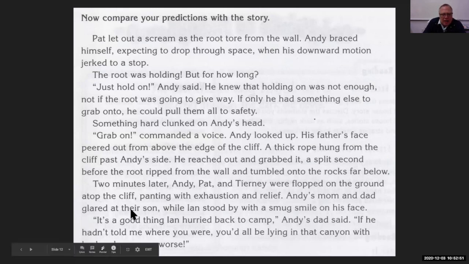Andy's mom and dad glared at their son while Ian stood by with a smug smile on his face. "It's a good thing Ian hurried back to camp," Andy's dad said. "If you hadn't told me where you were, you'd all be lying in that canyon with broken bones, or worse."